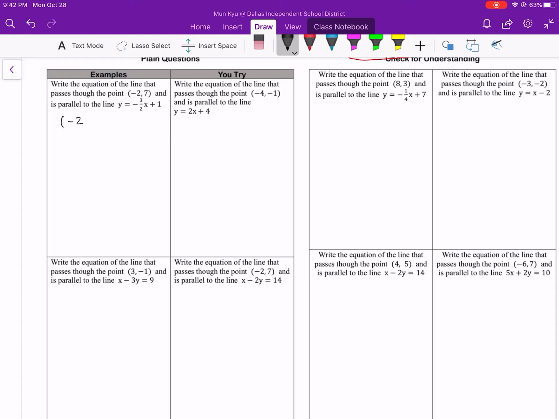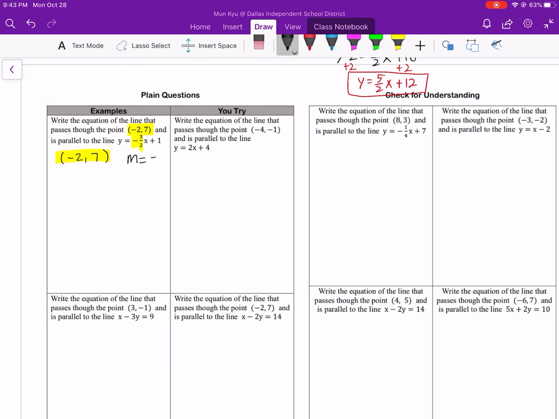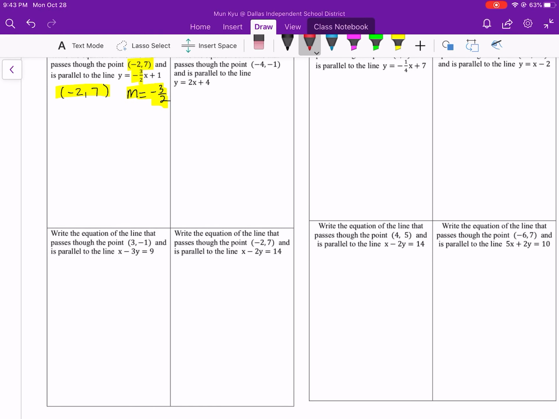We have (-2, 7), and we have a slope here. I just copied it from here. Our slope is -3/2. So unlike before, we don't have to worry about finding the slope because it is just given to us. And now we just have the small problem of plugging this in. So y minus y1 is equal to slope times x minus x1.